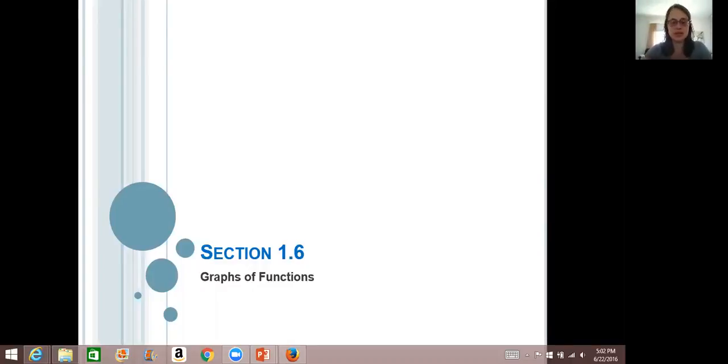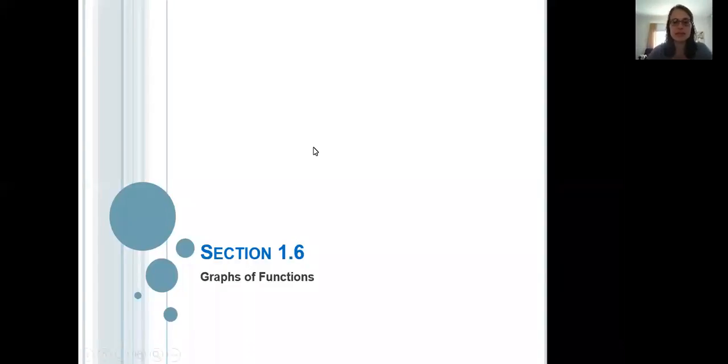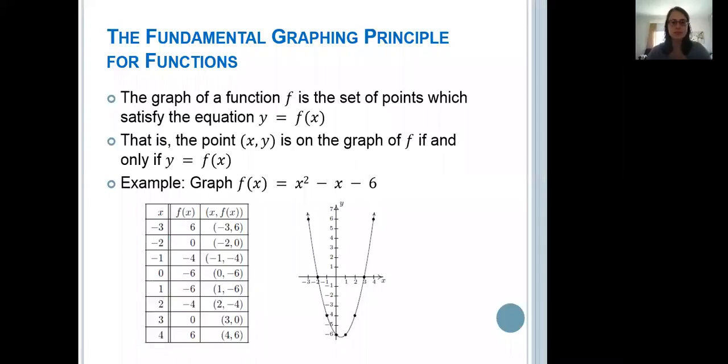We are going to take a look at the graphs of functions. Now, this is the next section in Chapter 1. So this is Section 1.6. And some things to keep in mind here.